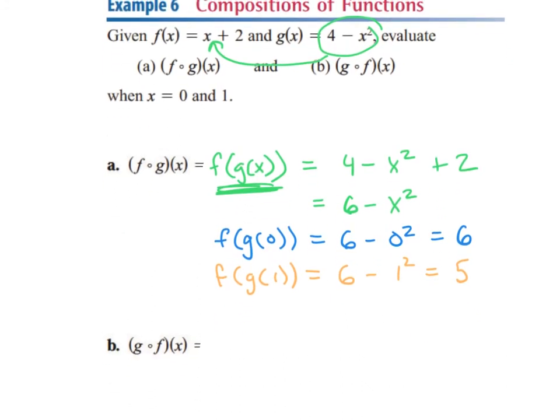Now we need to find g of f of x. So we're taking our f of x and plugging it into the g of x equation. So we're taking this x plus 2 and plugging it into the x here. So here we have 4 minus, we plug in this x plus 2 for x, so we would have x plus 2 squared.